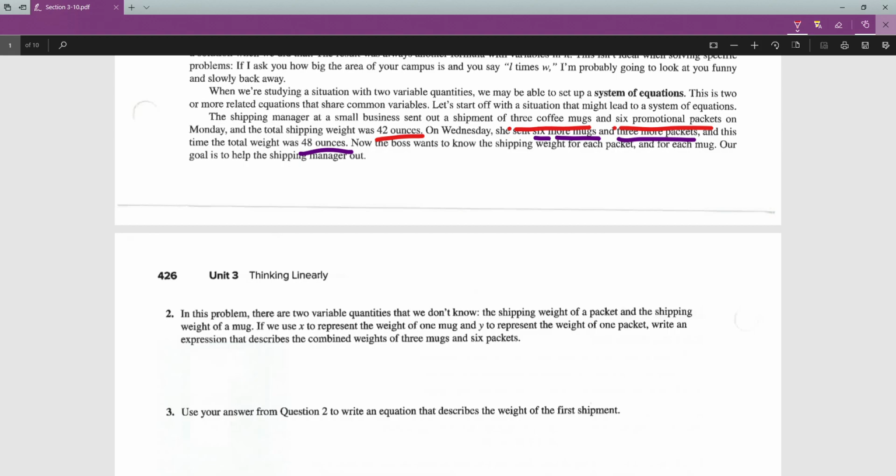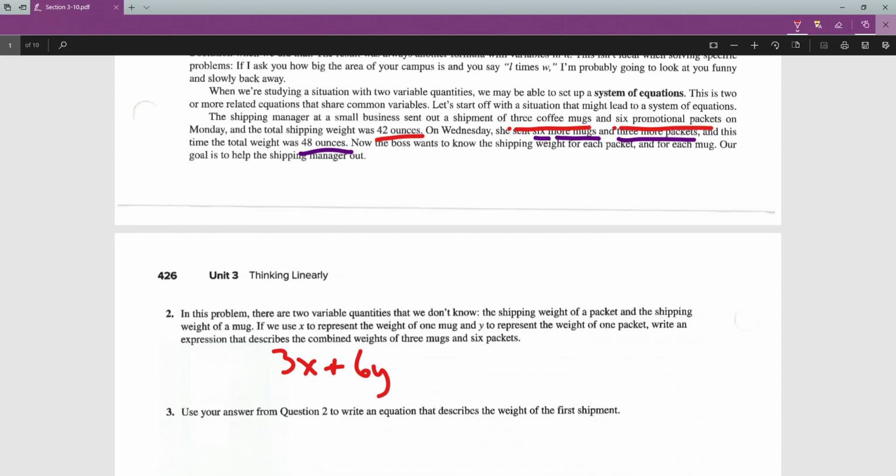So I know that 3 coffee mugs is going to be 3 times X. I'm going to add that to the weight of the packets. I have 6 promotional packets at Y ounces each. So 3X plus 6Y should represent the weight of 3 mugs and 6 packets.